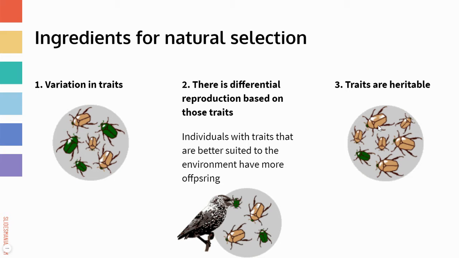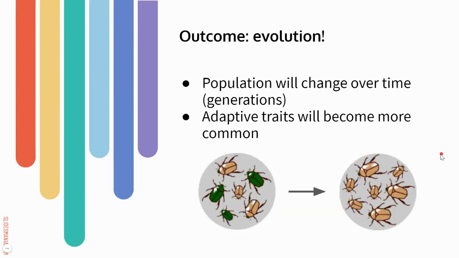If these ingredients are in place, or if these conditions are happening, then the result is that we will get evolution. We will get a population that's changing over time because the adaptive traits, such as being tan, are going to become more common. Organisms that have those beneficial traits are going to survive, they're going to reproduce more, and they're going to pass on those traits to their offspring. And since the traits are heritable, those offspring will have them as well, and that's how they'll become more common.